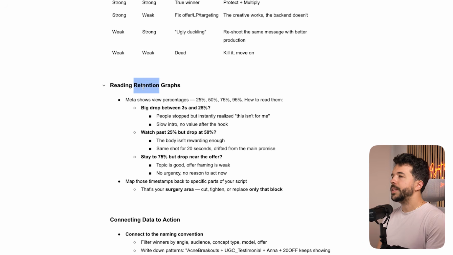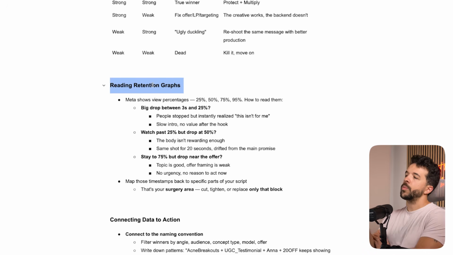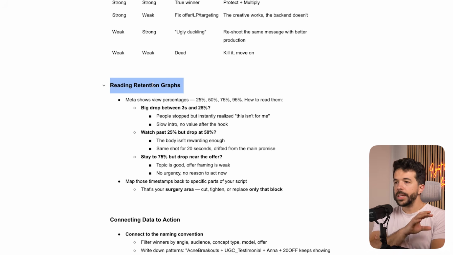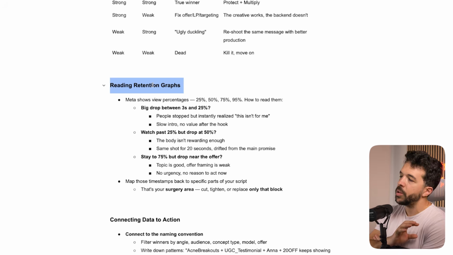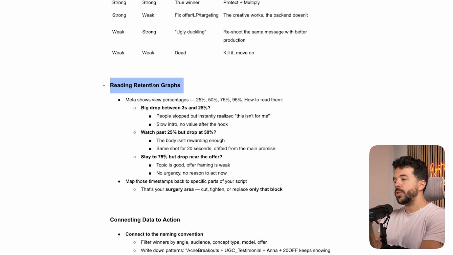Now, reading retention graphs, this is another one of those metrics that we really use quite a lot, and I see many creative strategists completely ignore. But basically, Meta shows view percentages at 25, 50, 75, 95%, in 3 seconds as well. So the notion of what we're trying to do is very simple.